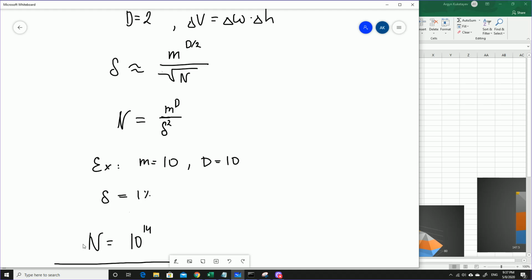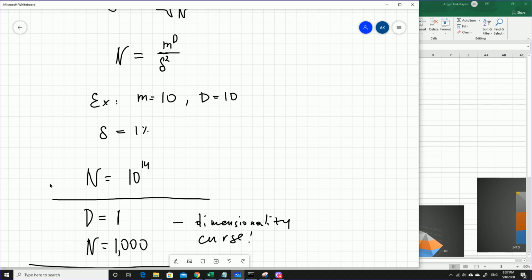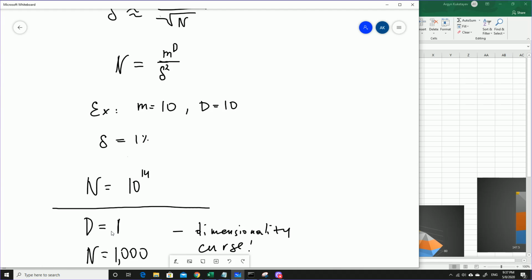So, wow, what happened? The main effect came from the dimensionality. Why am I saying so? Look at this. If the dimensionality was just 1, if we were just interested in the height and we wanted maybe 1% precision, we would need only 1,000 people. It's doable, right? It's a lot of people, but it's doable. These guys, they got 507.